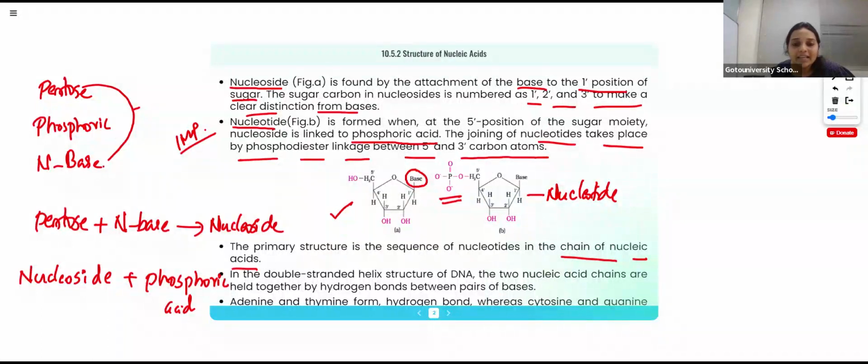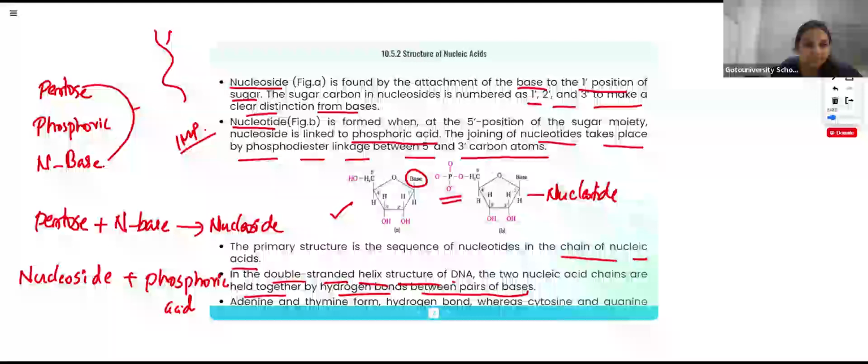Okay, in the double-stranded helix structure of DNA, what is that? In the double-stranded helix structure of DNA, the two nucleic acid chains are held together by hydrogen bonds between pairs of bases. Again, important. The DNA molecule contains two chains, right? Like this. So this is called a double-stranded helix structure. Double-stranded means two strands are there. First strand, second strand. They join in a helical manner. So there is a double-stranded helix structure for DNA.